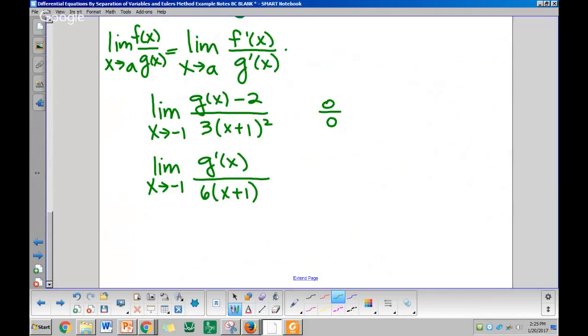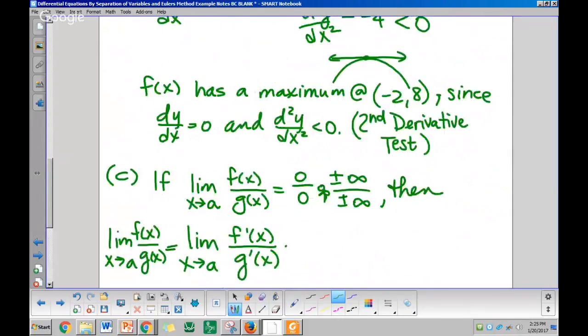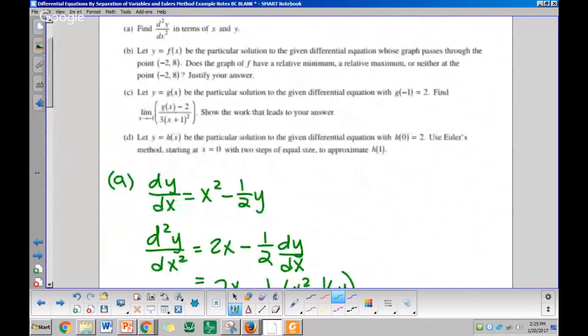Now, let's see if we can do the limit. What's g prime of -1? Do we know? Oh, g prime of -1 is -1.